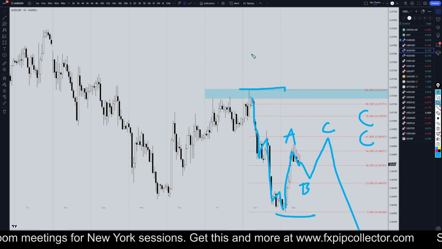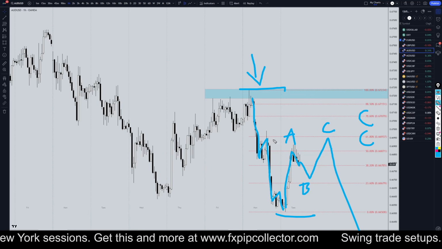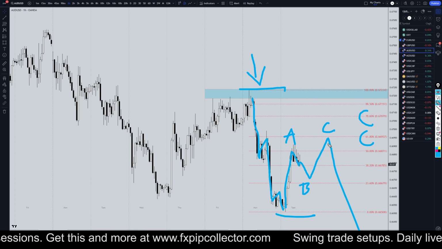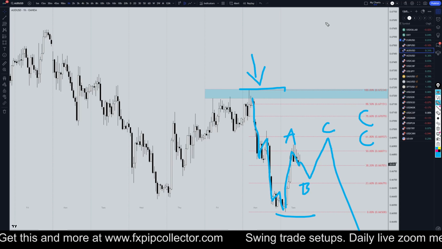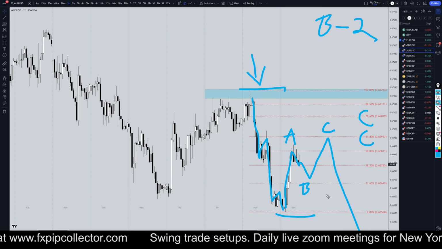At the same time, if it does decide to go up and break and hold above this structure right here, then I will definitely stop looking for shorts and I will definitely start looking for longs, potentially either in an ABC of B or an ABC of 2.